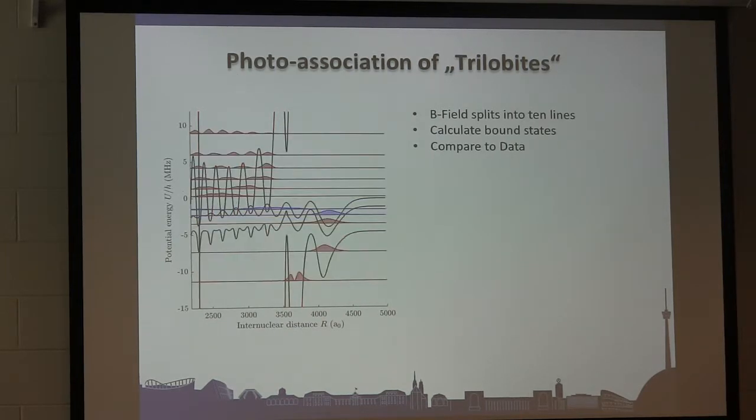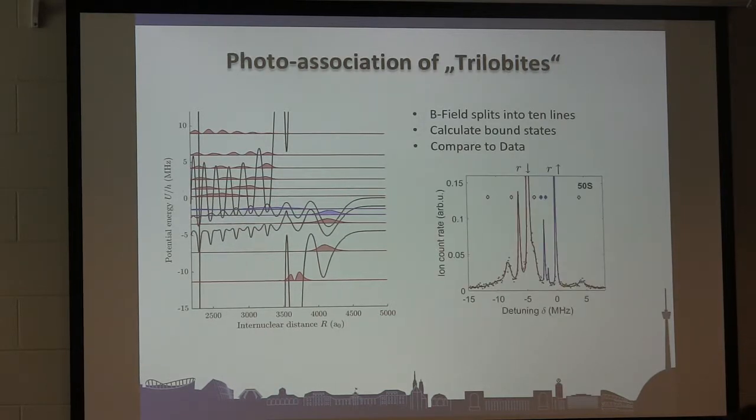And then you can calculate the bound states in these potentials and compare this to what we measure. So this is what the data looks like. Here is the normal Rydberg line for the spin up case. This is the normal Rydberg line for the spin down case, which is just split by the hyperfine splitting. And on the red side, respectively, there are the normal Rydberg molecules. But then here you can find this peak at fluid tunings, and this must be related to the fact that there's this Trilobite coming in.